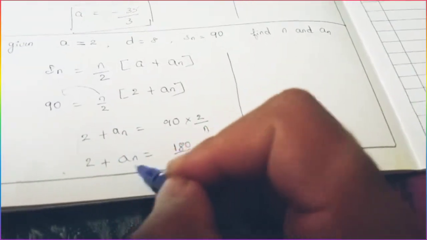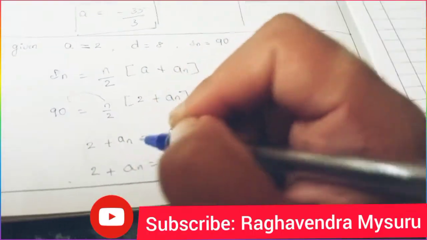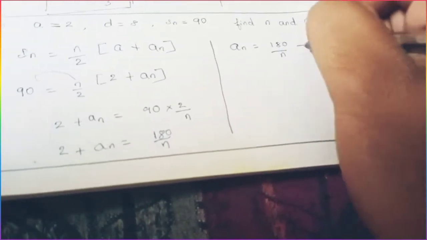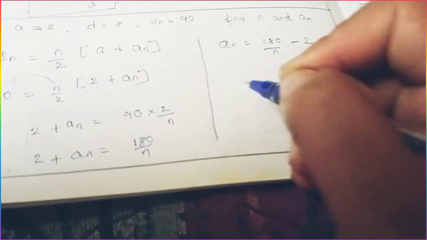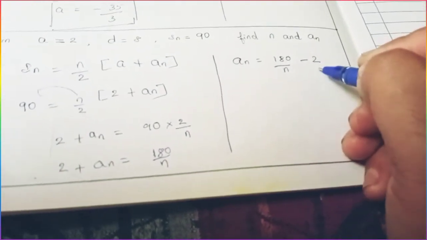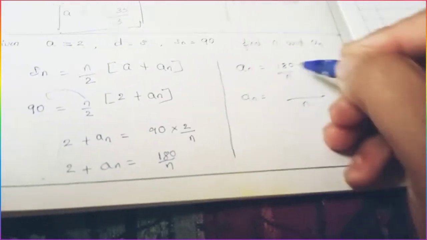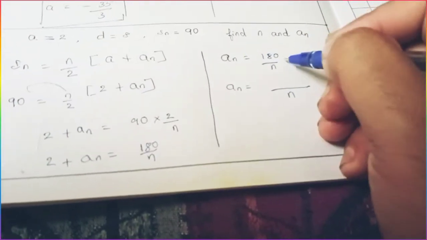Now I just need to find out what is the value of an. To find out that value, I am transposing 2 to the other side. So an equals 180 by n minus 2. So here there is no denominator, that is understood 1 is there. So I can take n as the LCM. First term is 180 by n into LCM n.